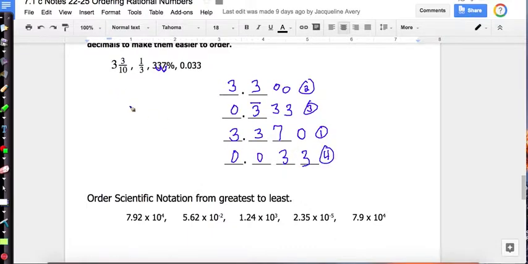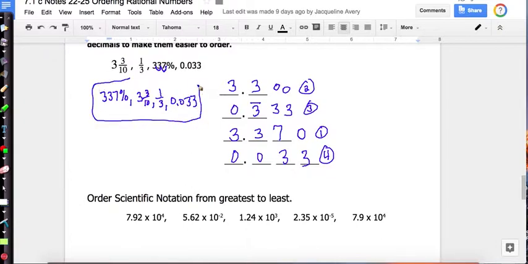So now we need to put them in the correct order using the original. So we had this one first, which was the third one. So we have 337%, followed by 3 and 3 tenths, followed by 1/3, followed by 33 hundredths. And I like to box it in.